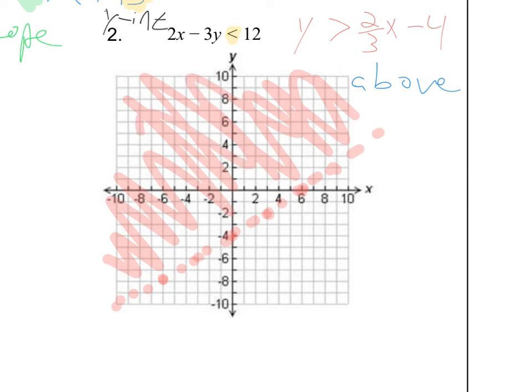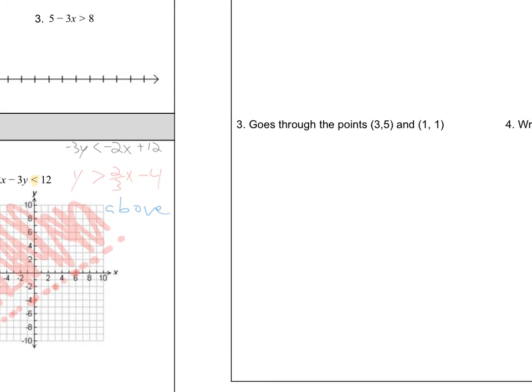What this represents is any point anywhere in here would be a solution to this inequality. So if I chose this point here, negative 4 comma 6, if I plugged in negative 4 and 6 for x and y, that would satisfy this original inequality. If I have a point that's on the line, it would not satisfy this inequality because this line is not included. That's why it was dashed. So for instance, right here, 0, negative 4, if I plug in 0 and negative 4, that would not satisfy the inequality. All right, onward we go.